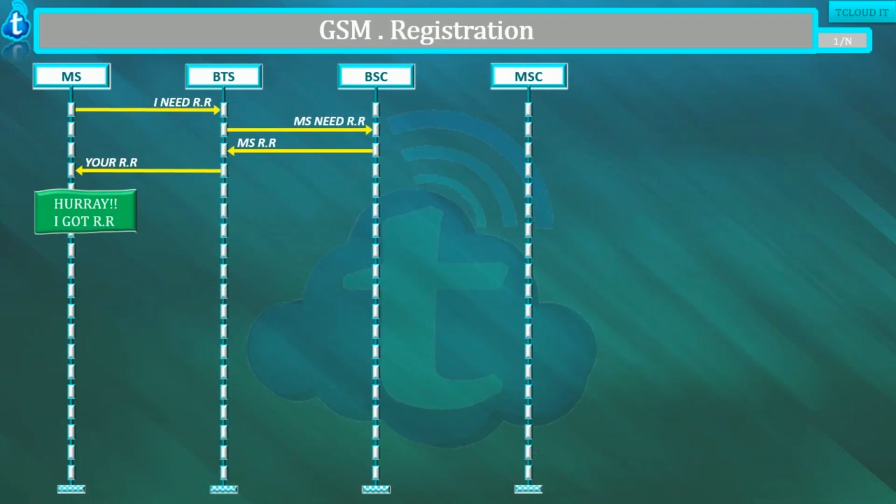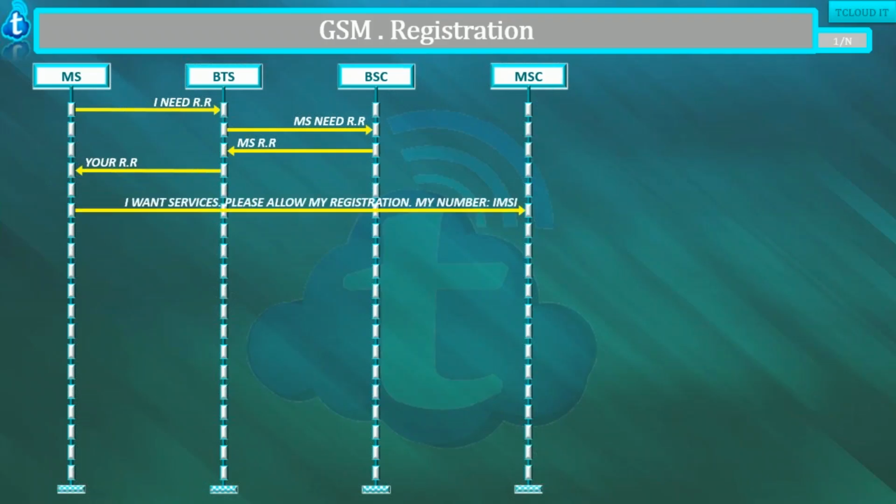So mobile will feel very happy. He says, "Hooray! I got radio resources." He'll jump in the air once and say, "I'm really the luckiest guy now. Now, by using these radio resources that I have acquired, I could send a message to BTS and BSC." With the help of these radio resources, I send a message to BTS. BTS forwards it to BSC. BSC will forward that to MSC.